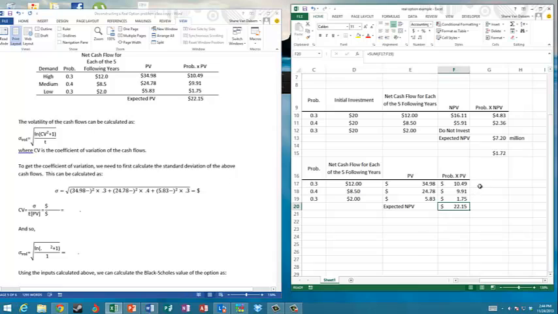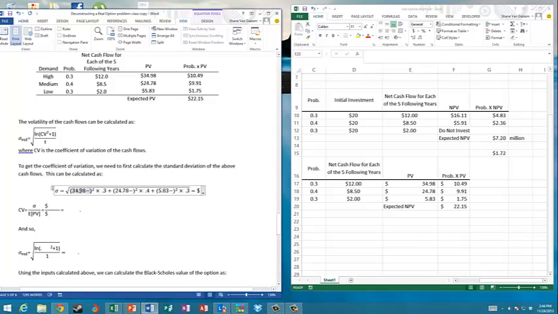So the first thing I have to do is calculate the standard deviation. To calculate the standard deviation, we're going to use this formula. I've already partially filled it in. So we have 34.98. We just get that from right there. Minus 22.15, our expected present value, squared, multiplied by the probability. In this second case, we take 24.78, and again, minus 22.15 squared, multiplied by the probability of 0.4. In the last case, we take 5.83 minus 22.15, and we square that and multiply by 0.3.